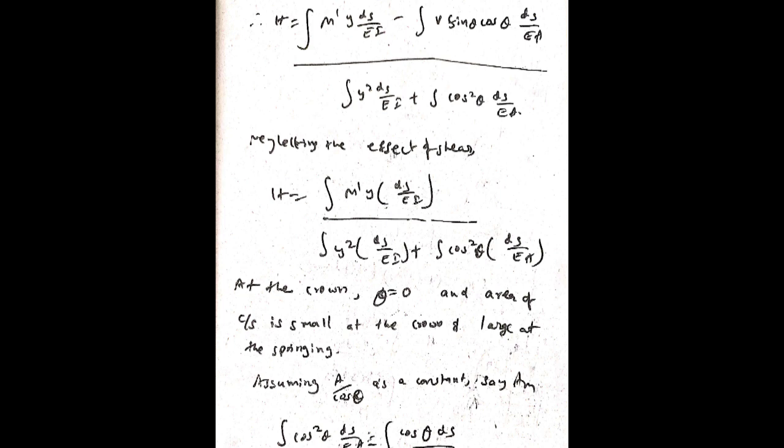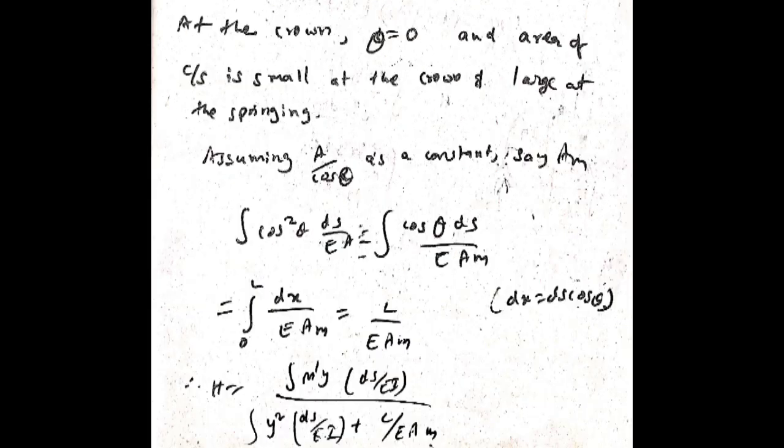At the crown, we know that theta equals 0 and the area of cross section is very small at the crown. Therefore, assuming A by cos theta as a constant, say Am, that means Am equals A by cos theta, we can write integration cos square theta ds by A equals integration cos theta ds by E Am, because Am equals A by cos theta, which equals integration 0 to L dx by E Am, where dx equals ds cos theta. Therefore, applying limits, we get L by E Am. Therefore, H equals integration M dash y ds by EI divided by integration y square ds by EI plus L by E Am.